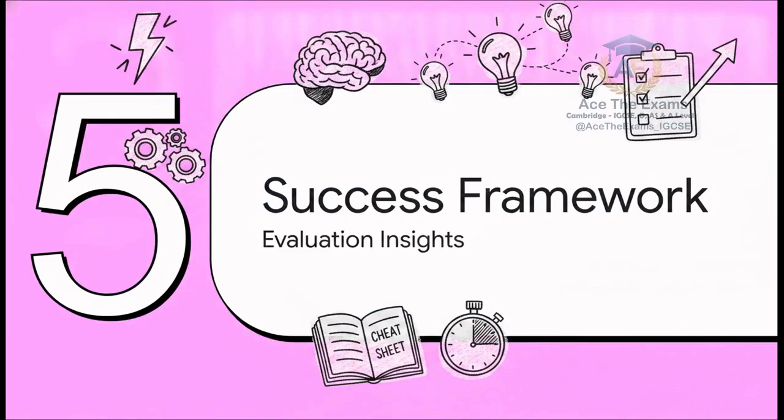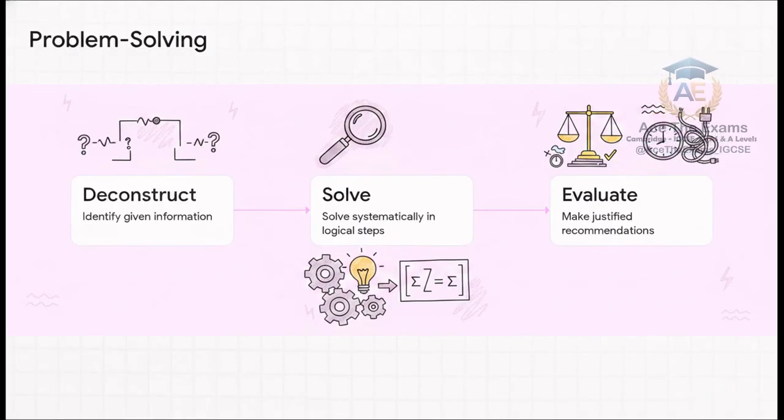All right, let's bring it all together in Section 5, the Exam Success Framework. We are going to synthesize everything we've talked about into a professional, repeatable framework that you can start applying immediately to your past papers. Top-tier candidates consistently demonstrate evaluative thinking through a very specific three-stage problem-solving cycle: deconstructing the provided information, solving the problem systematically, and then evaluating their final answer with justified reasoning. This cycle forms the foundation of our 3 unbreakable rules for exam success.